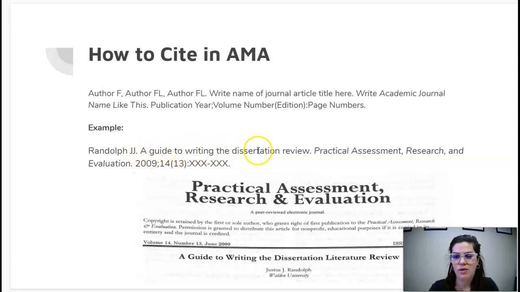We then write the title of the article itself. So only the first letter of the first word is capitalized. In the next example, I'm going to show you an exception to that. After the article title is the journal publication title. In this case, it's Practical Assessment, Research, and Evaluation. This is italicized. And then we have our publication year. Immediately following a semicolon, we have the volume number. Immediately following in parentheses, we have the edition number. And then immediately following a colon, we have the page numbers with a period at the end.